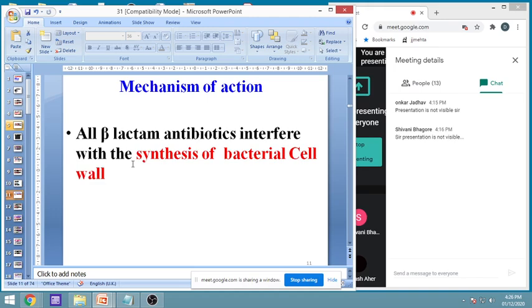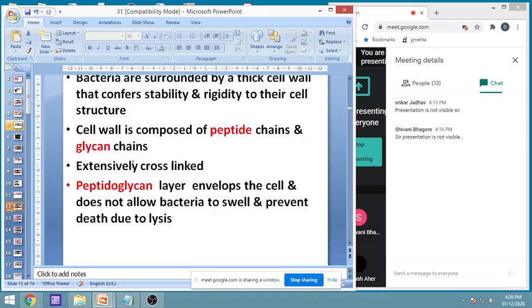What is the mechanism of action? These agents interfere with the synthesis of the bacterial cell wall, and because of that they are able to destroy the cell wall, and thus make the bacteria vulnerable to death.